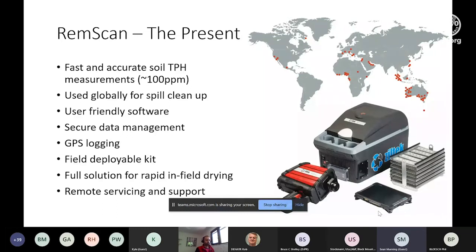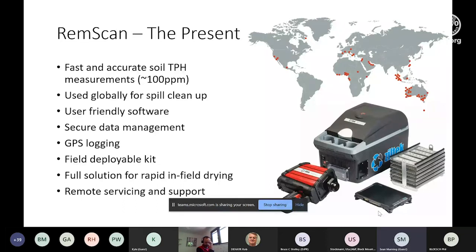We offer secure data management for all these predictions. As you imagine, a lot of our customers are being forced to do this work. There's some sort of legal obligation to clean up, and so they're often unwilling partners.